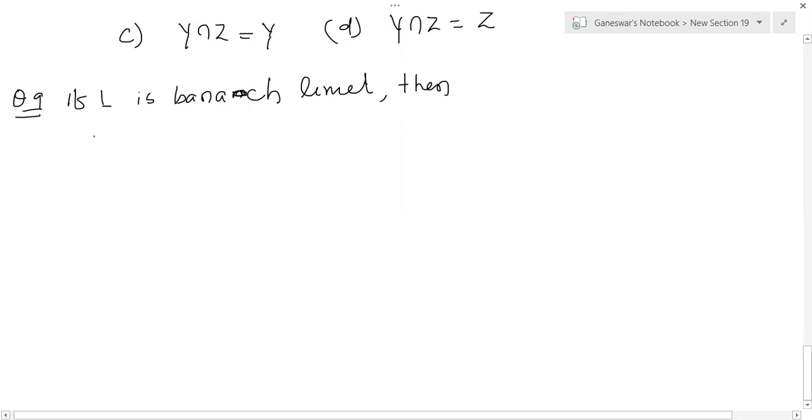First option is that lower limit of xn is less than or equal to Lx, less than or equal to upper limit of xn, for all x belonging to the sequence space.